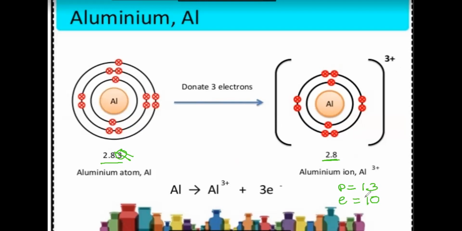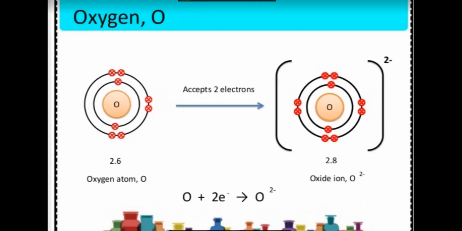Okay, so it has 3 protons more than the electrons, so it will have a 3 positive charge. So aluminium as an atom is going to lose its 3 electrons to form a 3 positive ion. So it will be donating. Okay, moving ahead. Here is an oxygen.